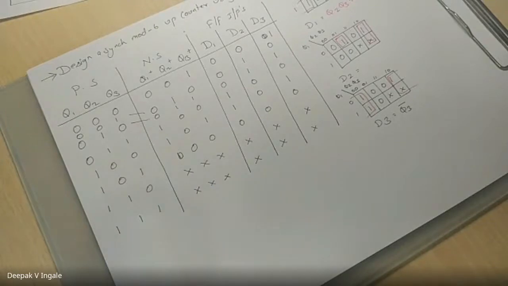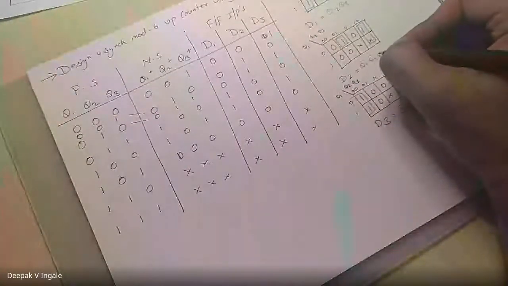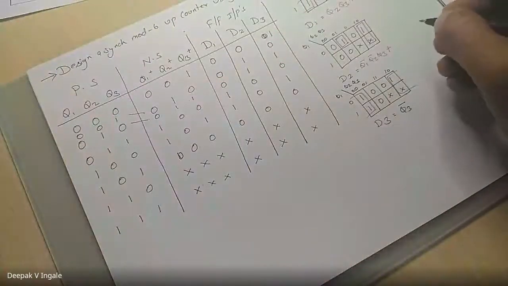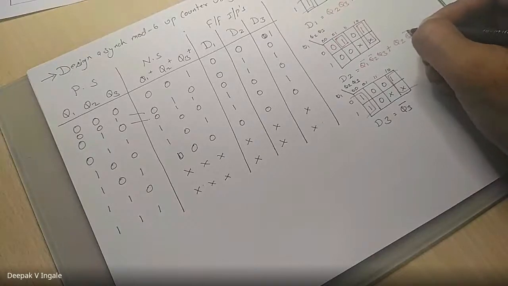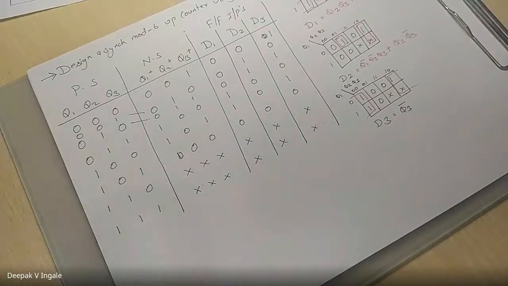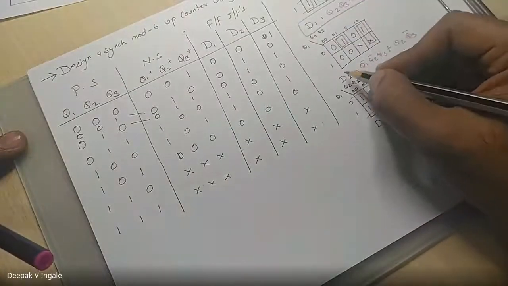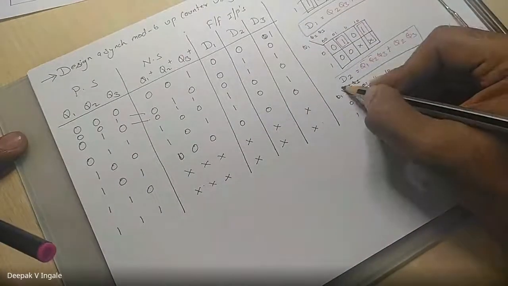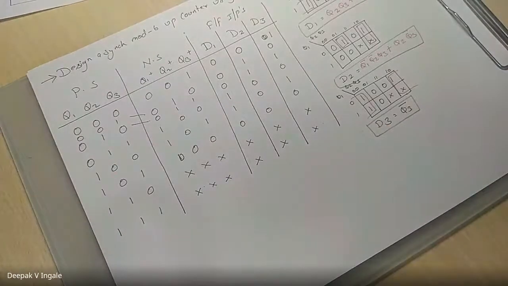Yes, sir. Similarly, for this, it has to be Q1 bar, Q2 bar, Q3 plus Q2, Q3. Understood the concept? Yes, sir. Please write the circuit for this. Please draw the circuit.